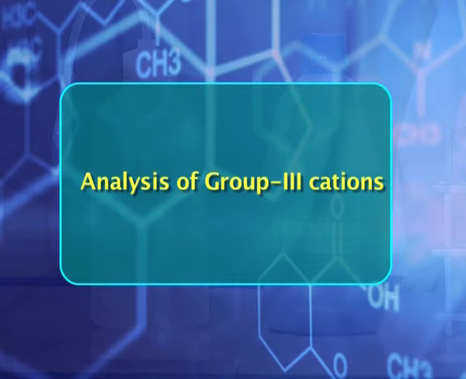Welcome viewers to this session on qualitative analysis of cations, and today we will be dealing with the qualitative analysis of group 3 cations, and particularly we will be doing the analysis and confirmatory tests for the ferric ions and aluminum ions. Though there are other ions also in this group about which you will study later, today we will be focusing our attention on aluminum ions and ferric ions and the test we perform to confirm their presence in the given salt or a mixture of salts.